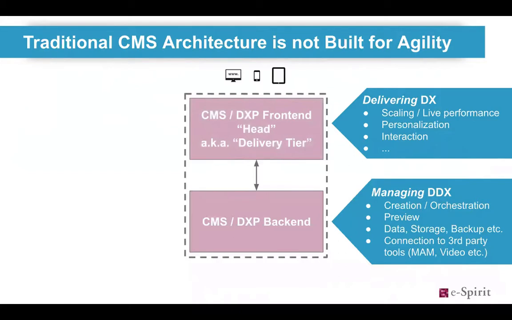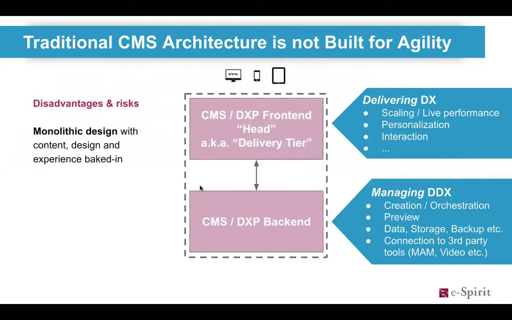And the front end that is there to deliver the digital experiences to the end user is baked in, it's intertwined with the back end. And it's really hard to make changes in one of these components without having to change the others. And these are the big disadvantages or risks that come with this traditional architecture. It is a monolithic design where everything is baked in and intertwined.